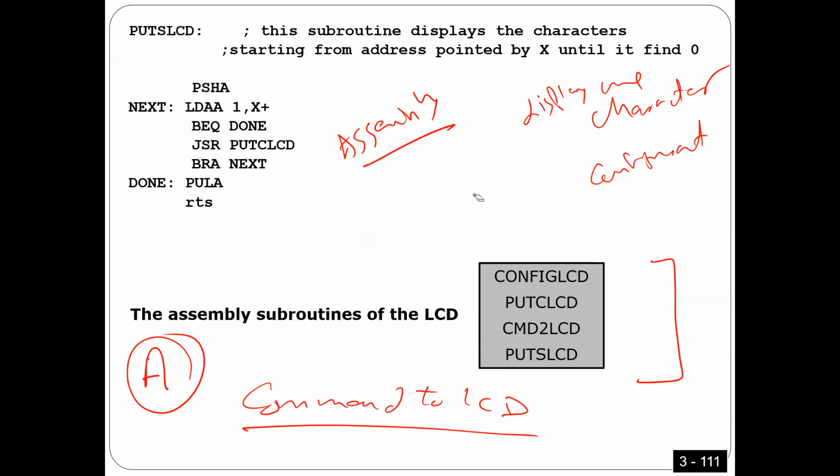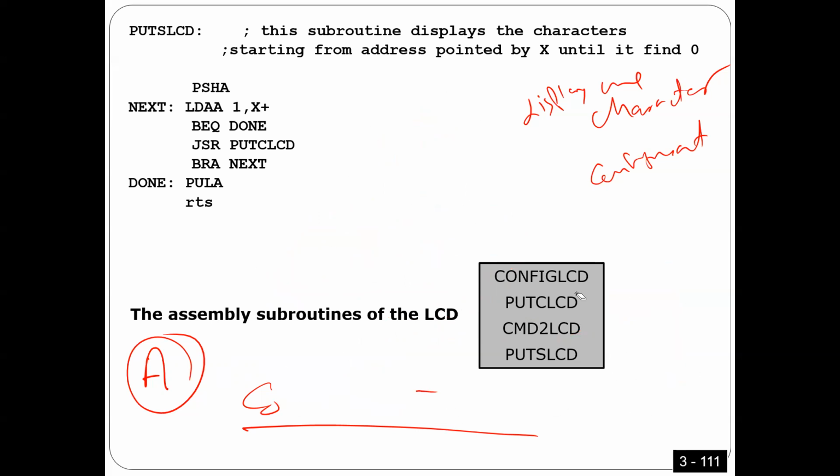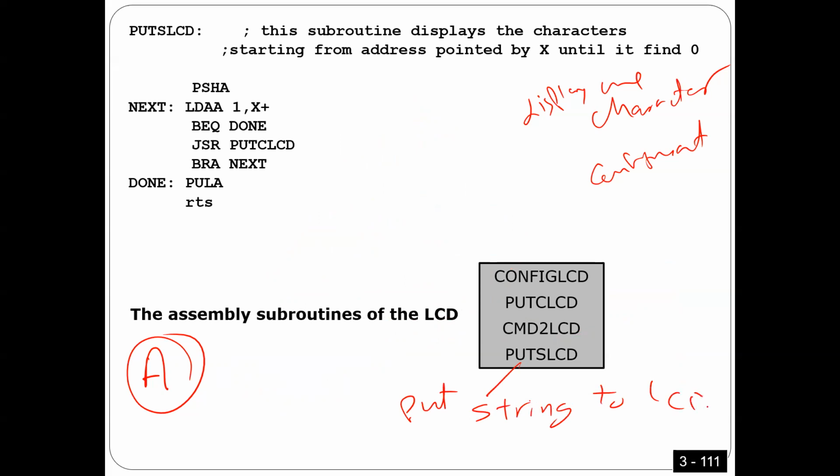What is the last one we have here? The last one is called put string to LCD. Put here means write. You want to write a message or a string to the LCD. This one is used if you want to write a complete message, not only one character, a complete message.